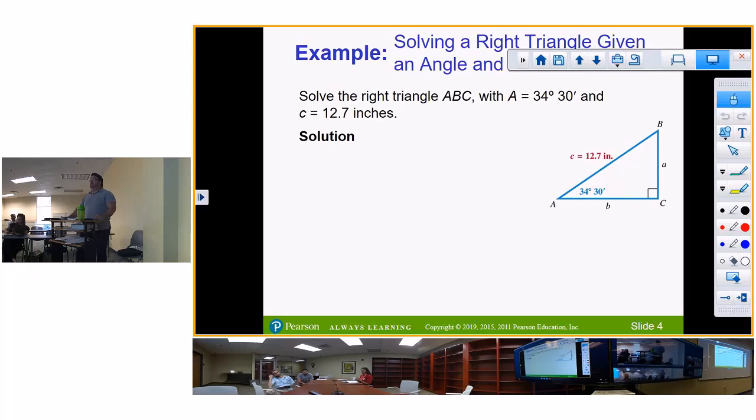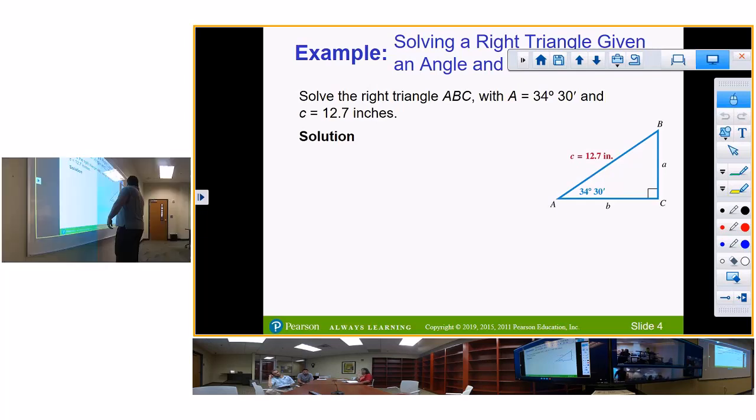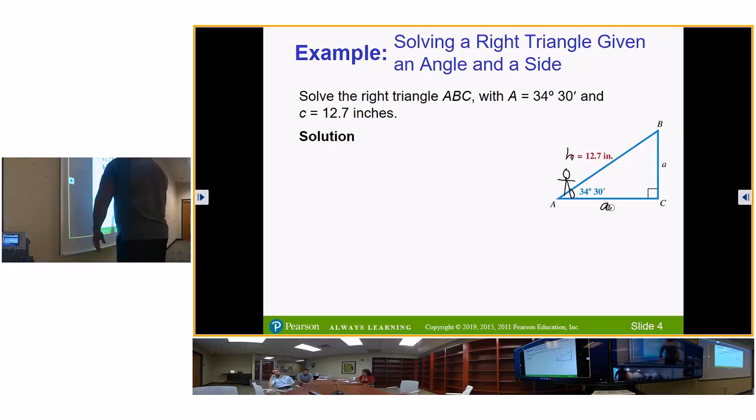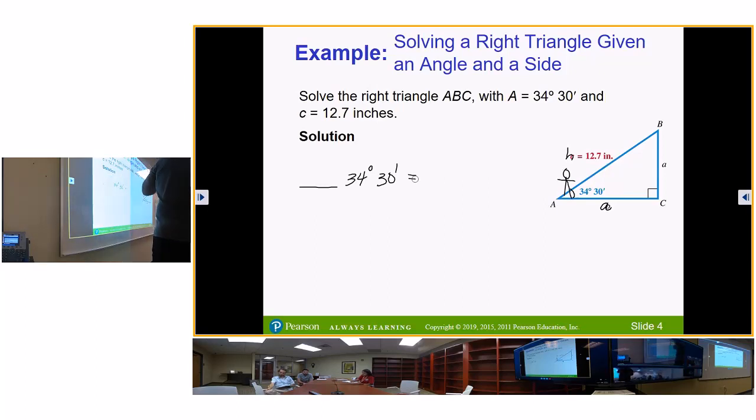How can I do that? Well, you know you've got an angle here, right? So you know that the angle right here is where your man is. So his foot is on the hypotenuse and on the what? Adjacent. You know that the angle is 34 degrees, 30 minutes, okay? And you know you're going to have to fill out something right here is equal to, we have the hypotenuse and the adjacent. Which one of the trigonometric functions has the hypotenuse and the adjacent in it?